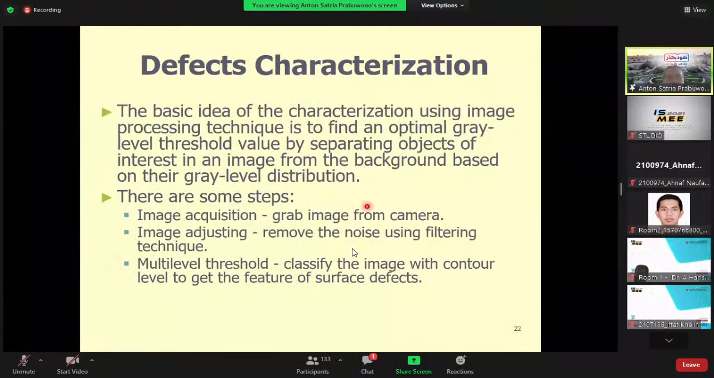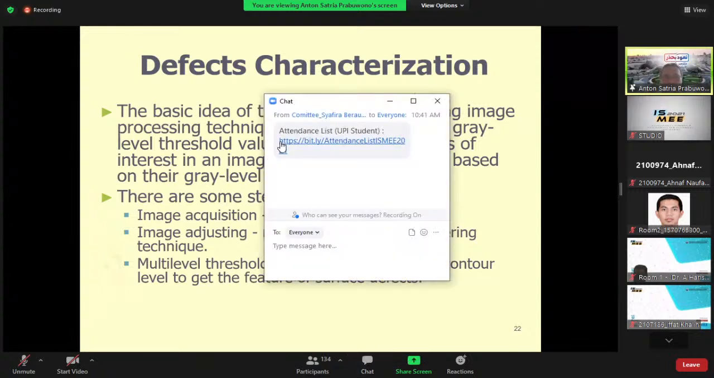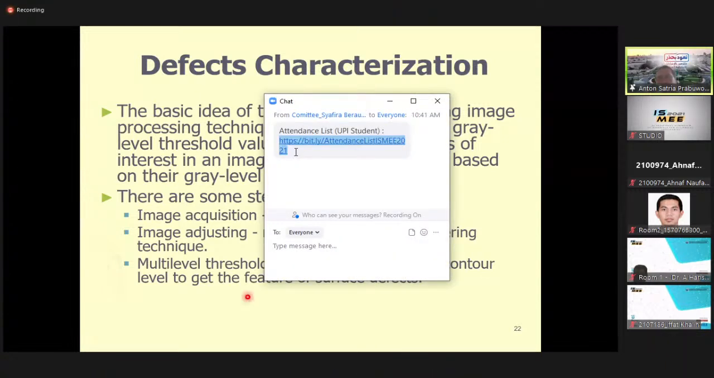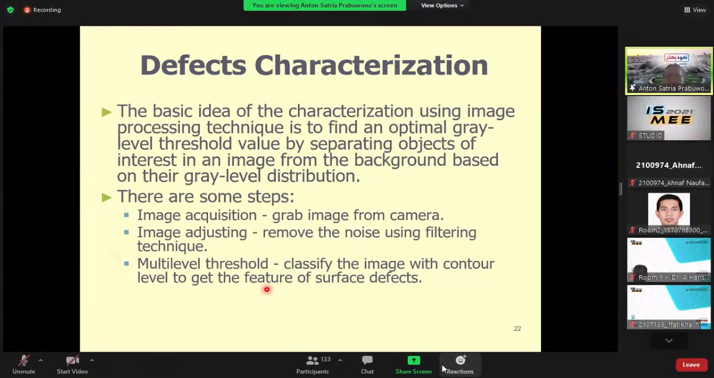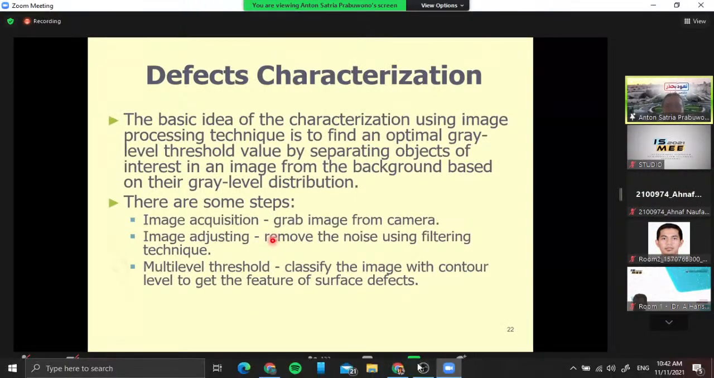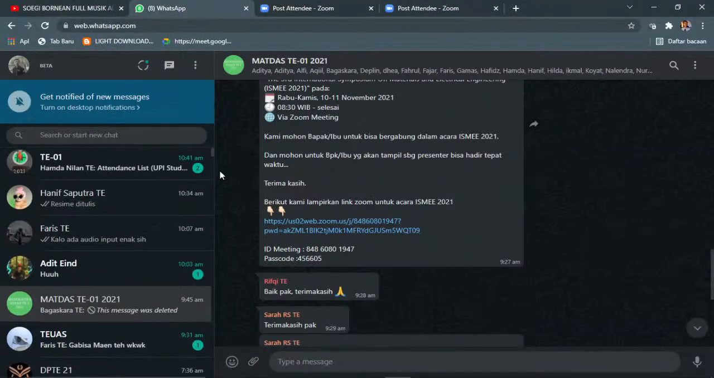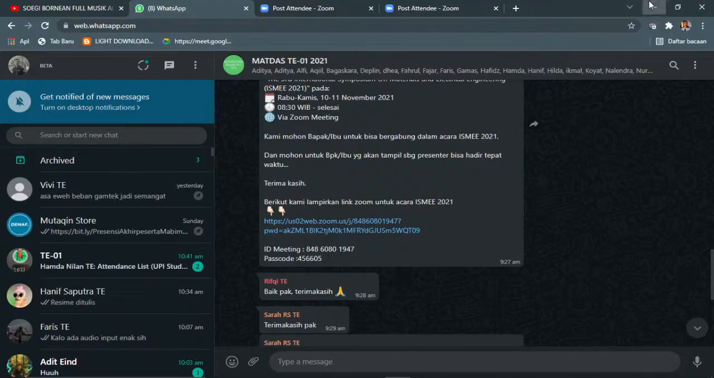So the defect characterization. The basic idea is we use an image processing technique to find the optimal gray level value. So actually the background subtraction. We separate the object of interest in an image from the background, based on the distribution of the gray level. So these are some steps involved.